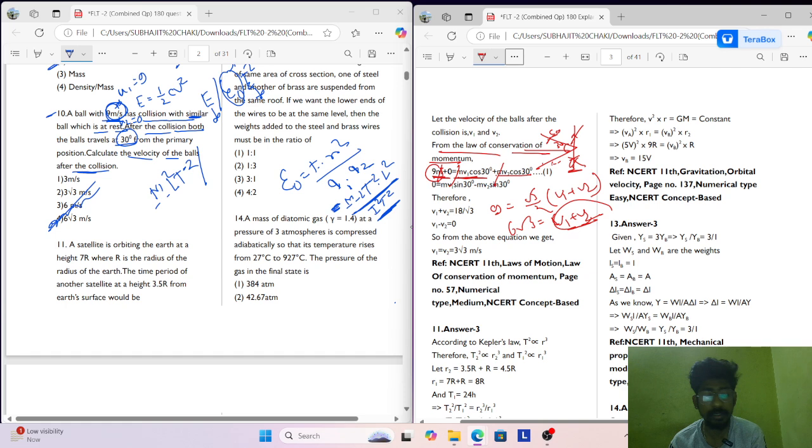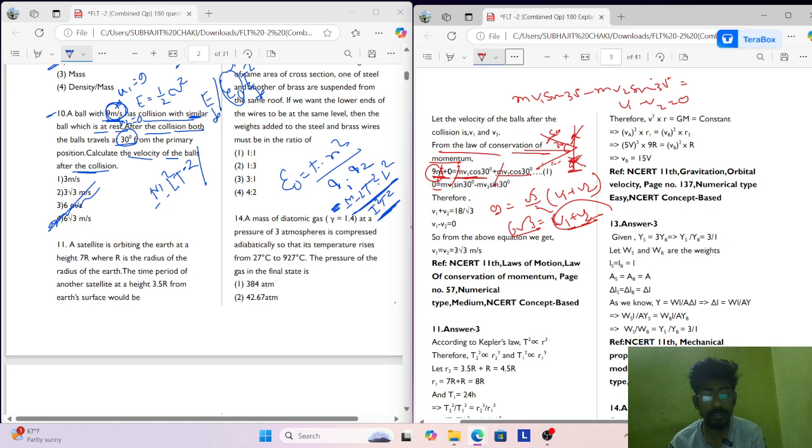Okay, and now for this component, as we already told you, this and this will cancel out each other because they are opposite and equal. So from this you can calculate m v1 sine 30 or m v2 sine 30. So v1 minus v2 equals what? 0, and v1 plus v2 is equal to 6 root 3, so now apply the elimination method. This and this will cancel out.